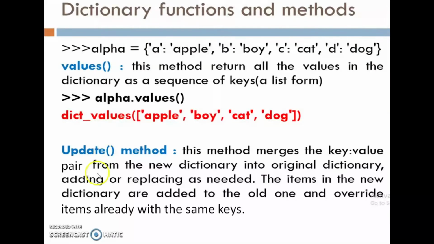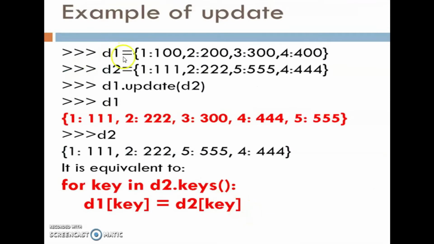Okay. The next one, update method. This method merges the key value pairs from the new dictionary into the original dictionary, adding or replacing as needed. The items in the new dictionary are added to the old one and override items already there with the same keys. Consider this example. d1 = {1:100, 2:200, 3:300, 4:400}.